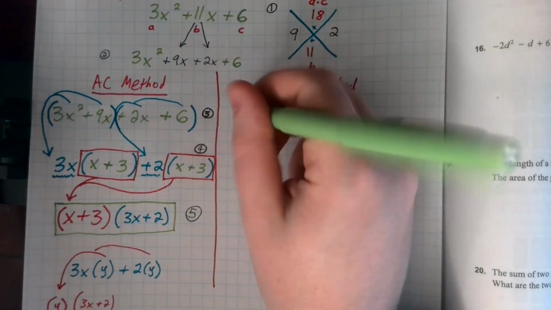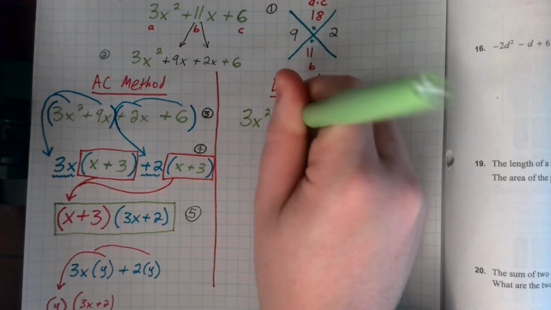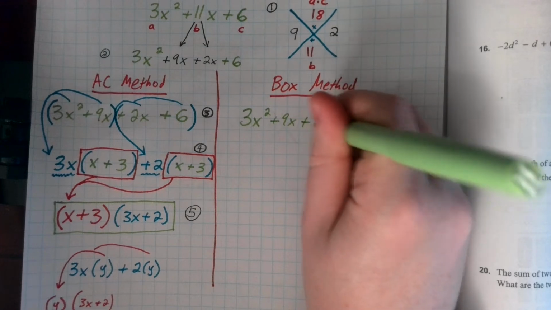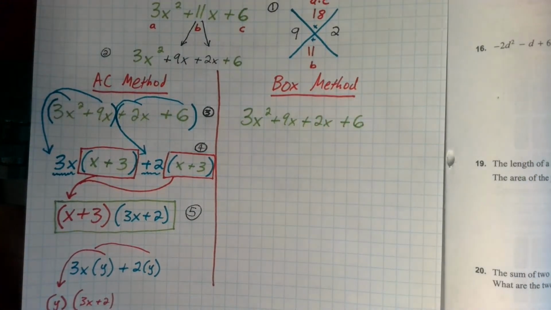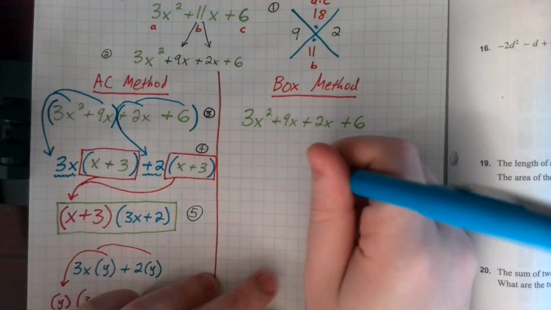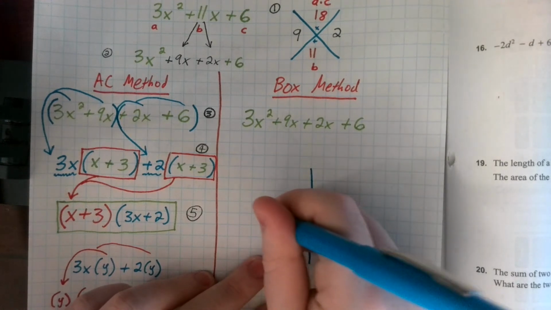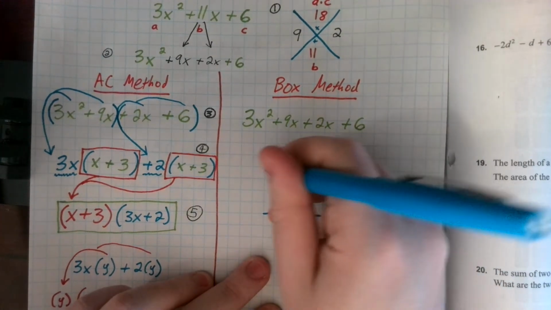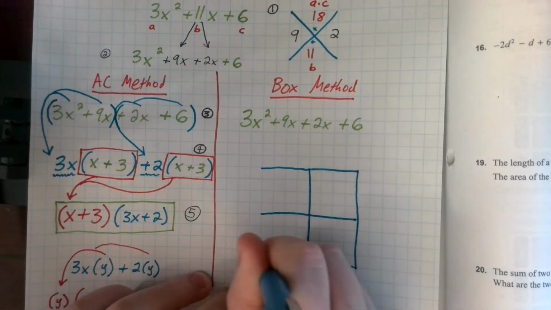Let's take a look at a little bit of an easier method, though, the box method. 3x squared plus 9x plus 2x plus 6. The box method goes like this. The first thing we're going to do is create, you guessed it, a box. Yeah, I know, big shocker there. But you're going to create a box that has 4 little boxes inside of it.